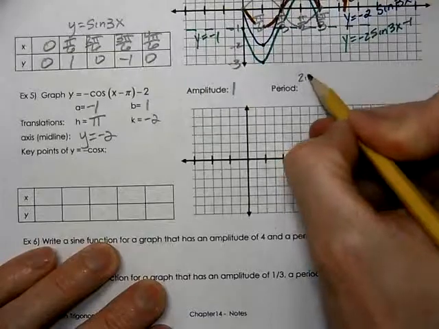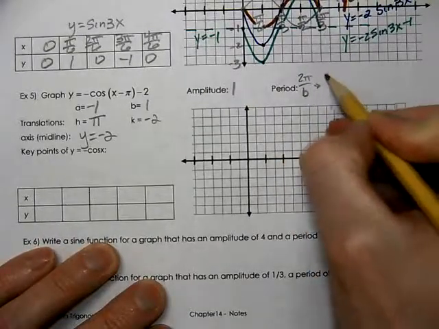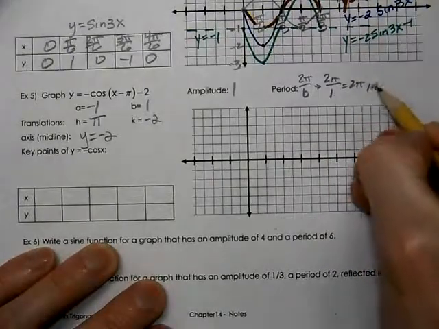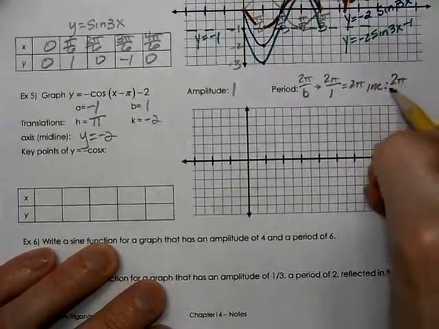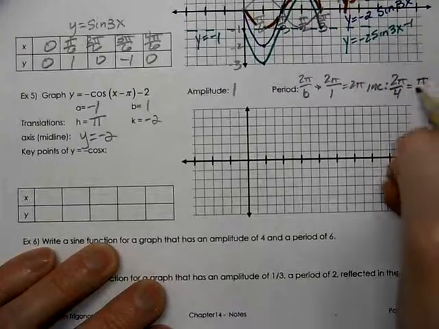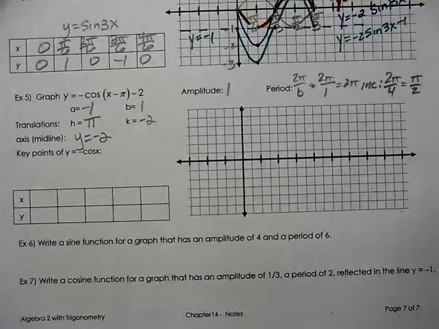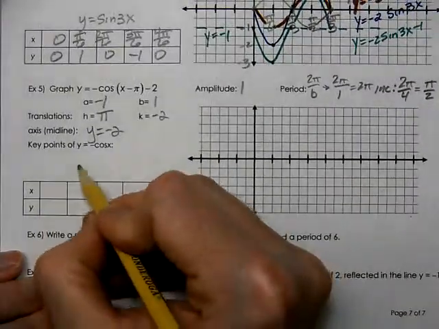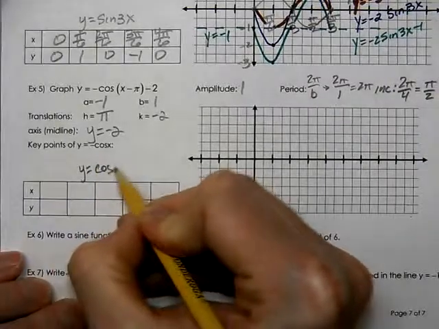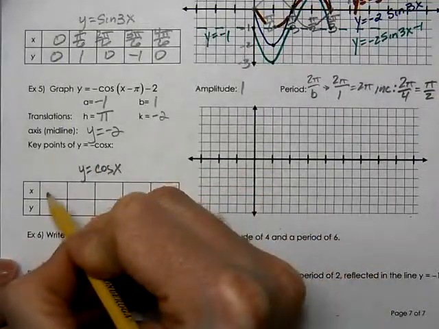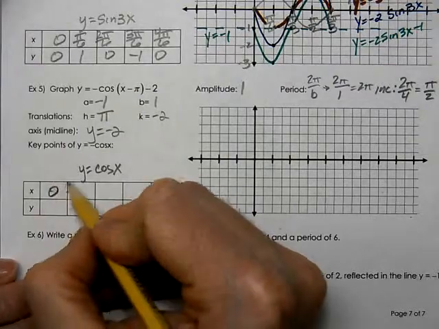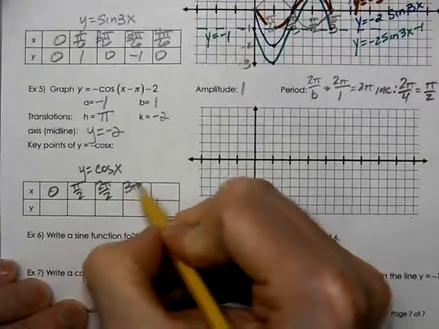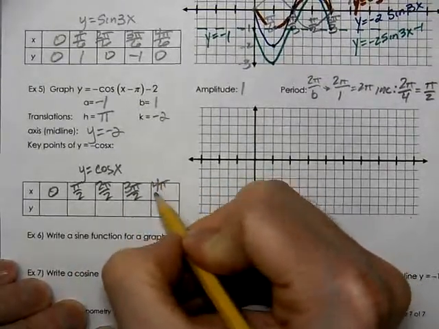So my period is 2 pi divided by b. 2 pi divided by 1 is just 2 pi. So the increment will be 2 pi divided by 4, which is pi over 2. That is your typical scale. So over at our table, where we're trying to use cosine of x, we're going to use this as our scale, pi over 2, 2 pi over 2, 3 pi over 2, and 4 pi over 2.